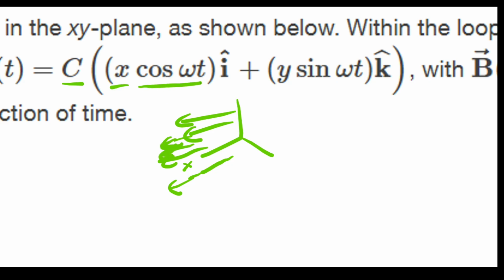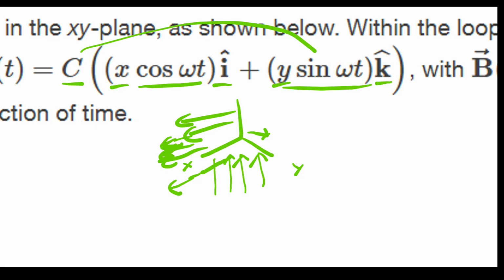Then we have the cosine term that says, well, okay, at some points in time it's going to be weaker, at some points in time it's going to be stronger, right? And that's in the i hat direction as we've drawn here. The other term here is, okay, that same constant is going to distribute into this part right here. Well, as you go out in the y direction, say this is y, the magnetic field will grow stronger. And don't forget, this is k hat, so it's pointing up, right? So we have a magnetic field that points up in the k hat direction.